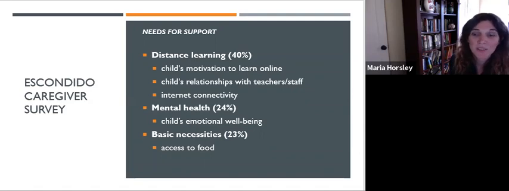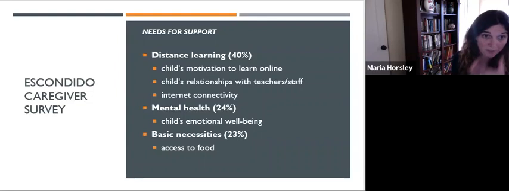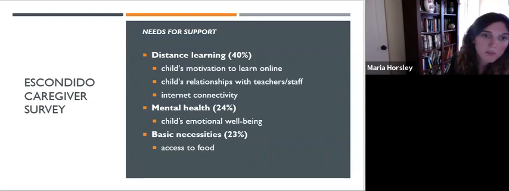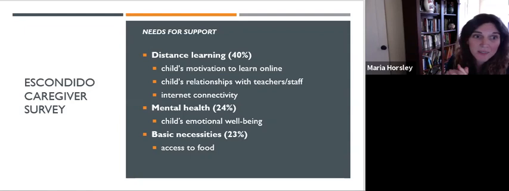Regarding their needs, which is displayed here, caregivers' most pressing need for support of those 3 bucket areas was in relation to their distance learning experience in connection with the school. 40% of caregivers identified this as a pressing need. And although this was the most significant area of need that emerged from those who completed the survey in both English and in Spanish, a higher percentage of Spanish-speaking families reported needing support in this area, 62% versus 38%. And we found that caregivers needed the most support in this particular area with their child's motivation to learn online, their child's relationship with teachers and staff, and their internet connectivity.